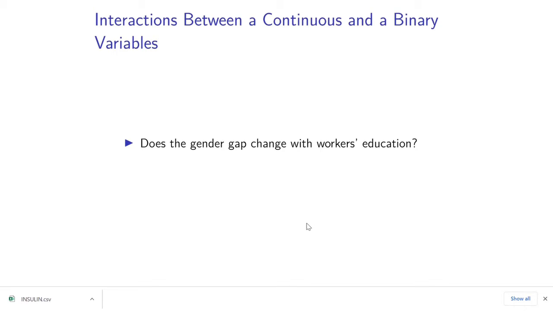In this case, the gender gap is a dummy variable, and workers' education is a continuous variable. To examine the partial effect of workers' education on gender, we need to create an interaction term between the female dummy and the workers' education in order to examine how the gender gap changes as workers' education increases continuously.